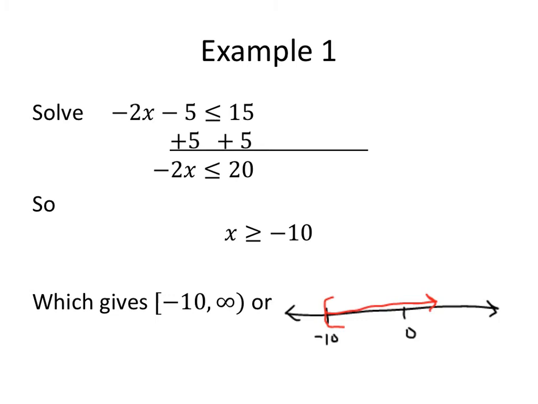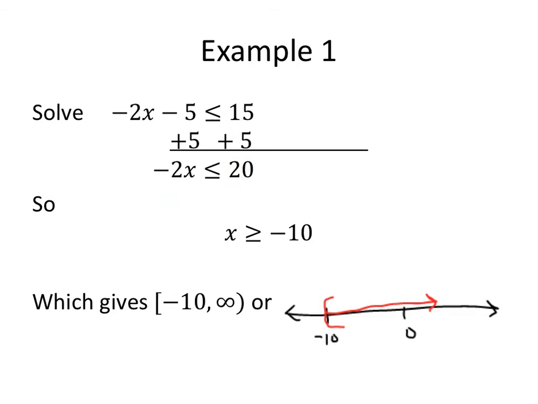Example 1. We're going to solve -2x - 5 less than or equal to 15. First step, use the addition property. We're going to add 5 to both sides, no big deal. We can add 5, things are still groovy. Less than or equal to: -2x is less than or equal to 20.